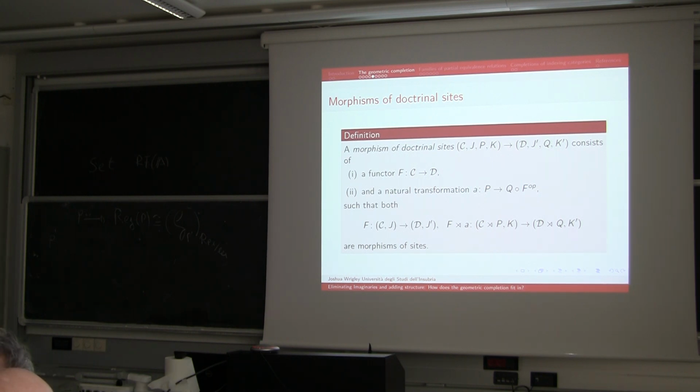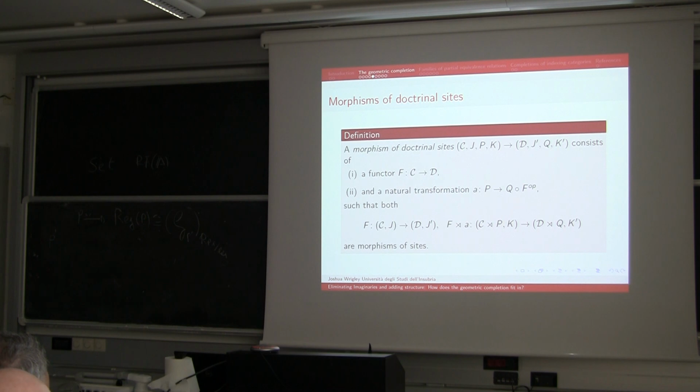And then a morphism of doctrinal sites is going to be a morphism of doctrines in the usual sense, where we've got just any old functor between our base categories and a natural transformation between our doctrines, such that this functor is a morphism of sites, which means that it doesn't necessarily have to preserve finite limits, because those finite limits might not exist, but it has to preserve them relatively with respect to the topology, and it has to also send covers to covers. And we also require this F times A, this morphism of fibrations induced by the natural transformation, to also be a morphism of sites and to also relatively preserve finite limits and preserve covers.